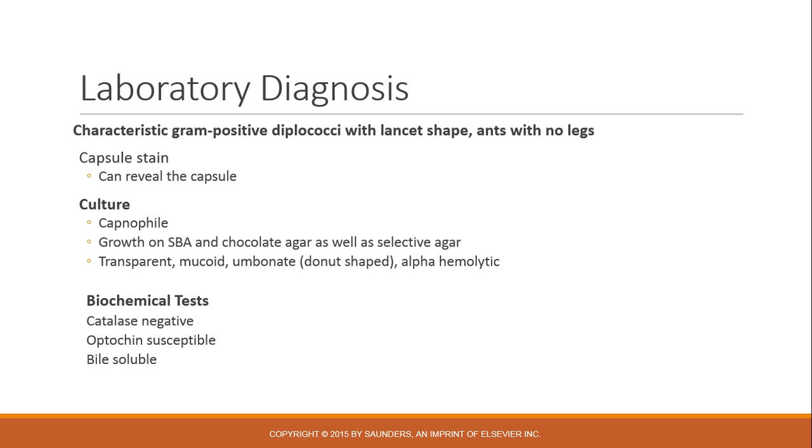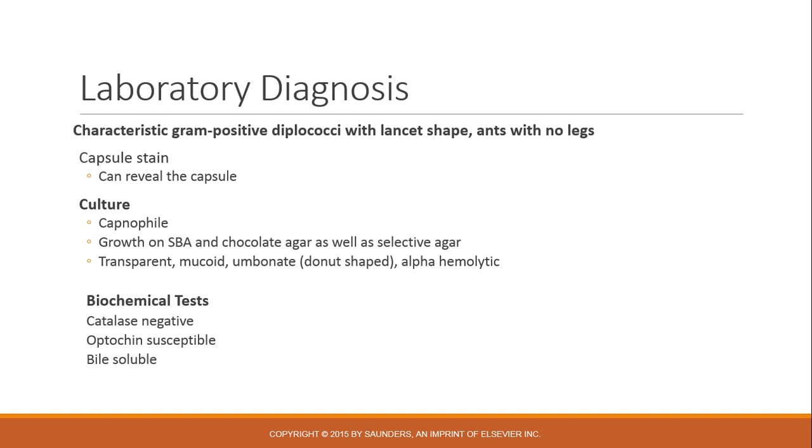Lab diagnosis of strep pneumo: it's a gram-positive diplococci with a lancet shape. So it's kind of pointed on the outer ends and rounded in the center, and it looks like an ant with no legs. You can use a capsule stain to look for a capsule, but you can also see the capsule in the gram stain, right? What's it look like on the gram stain? Like a clearing around the organism that doesn't stain.